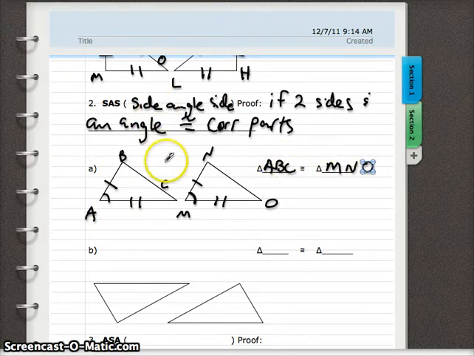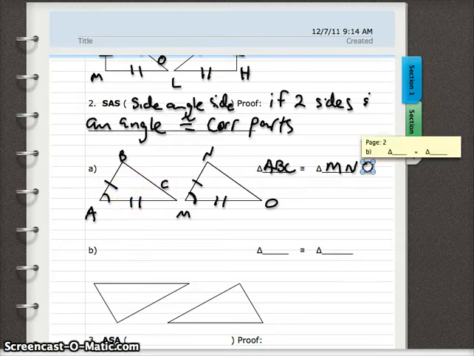But the proofs do need to be true. And they also need to be in this order. It needs to go side, angle, side. And those parts need to be right next to each other. So we can't skip a side, we can't skip an angle. If that happens, it's not a proof. We can't use it. They all have to be right next to each other. So this side is right next to this angle, which is right next to the last side in our proof.